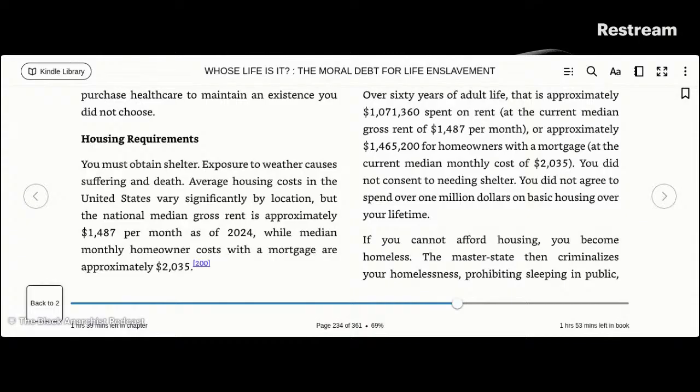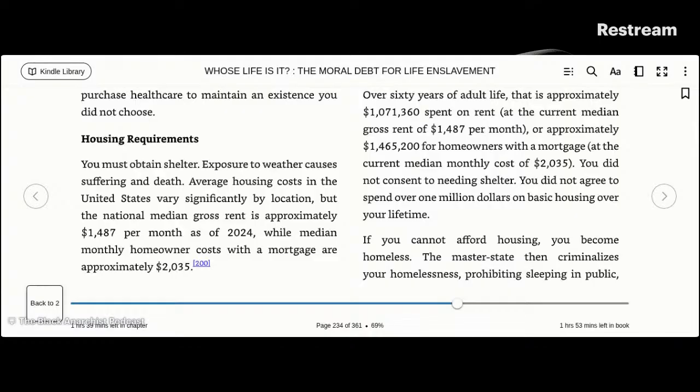Housing requirements. You must obtain shelter. Exposure to weather causes suffering and death. Average housing costs in the United States vary significantly by location, but the national median gross rent is approximately $1,487 per month as of 2024, while median monthly homeowner costs with a mortgage are approximately $2,035 per month.